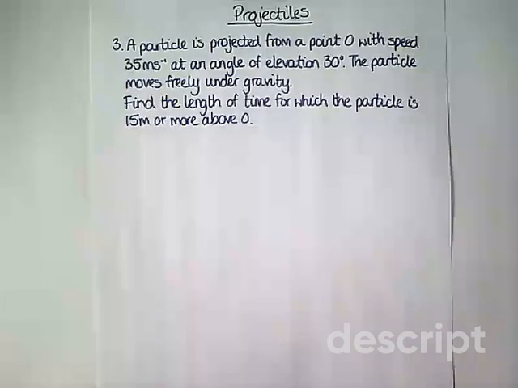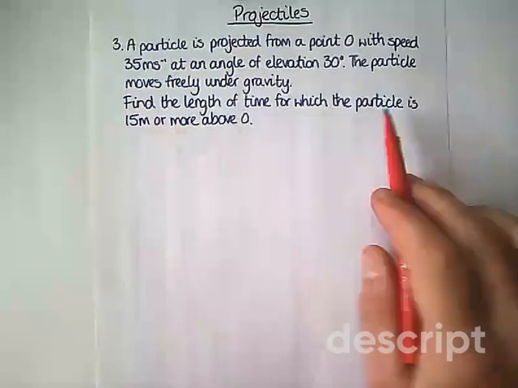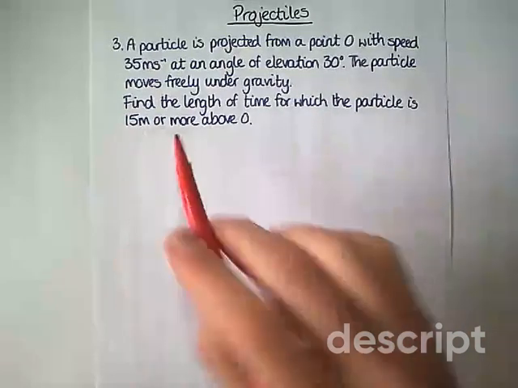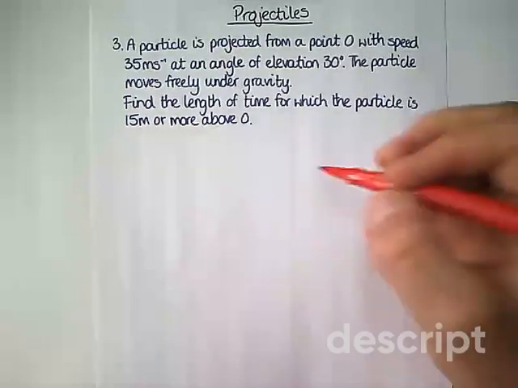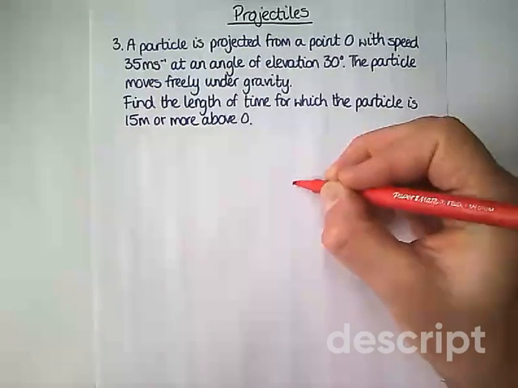We're back with another projectiles example. This time we have a particle projected from point O with speed 35 meters per second at an angle of 30 degrees. And we want to find out the time that it is 15 meters or above the point it was projected from. So let's give ourselves a little sketch.